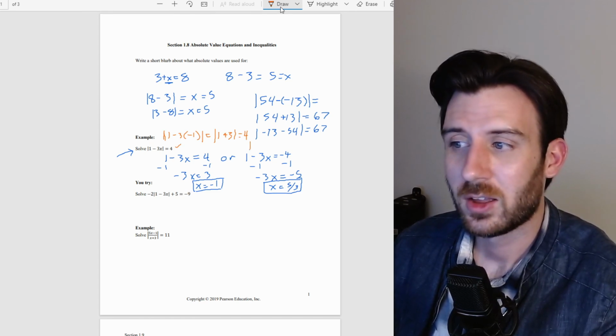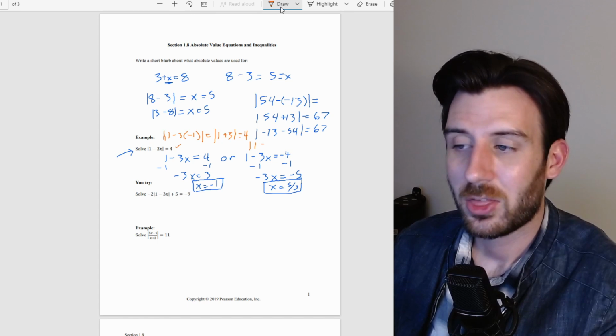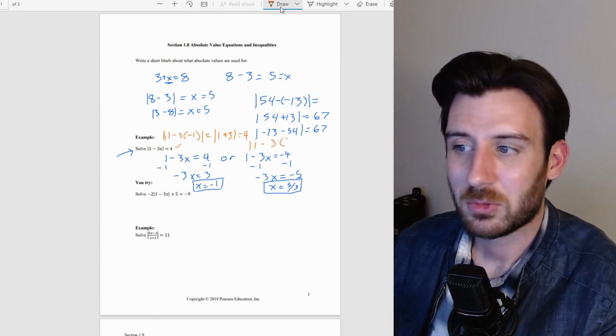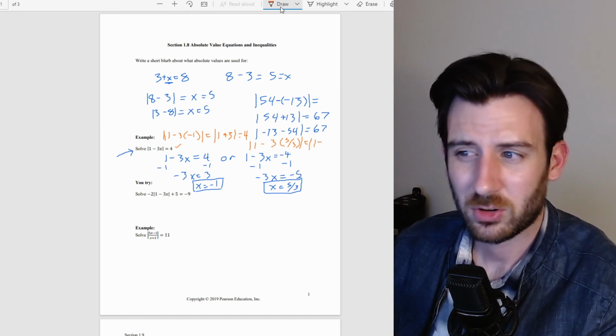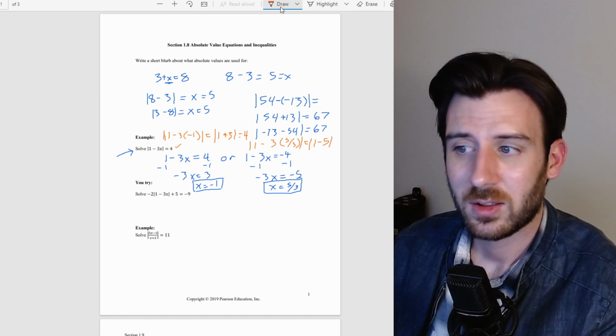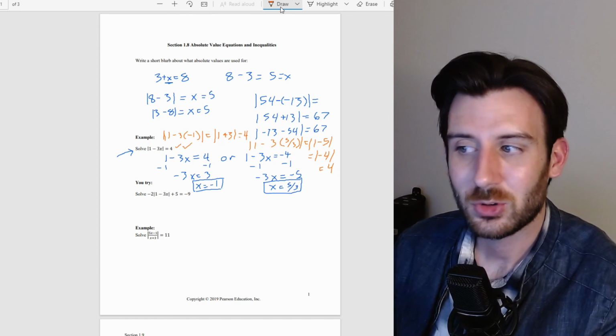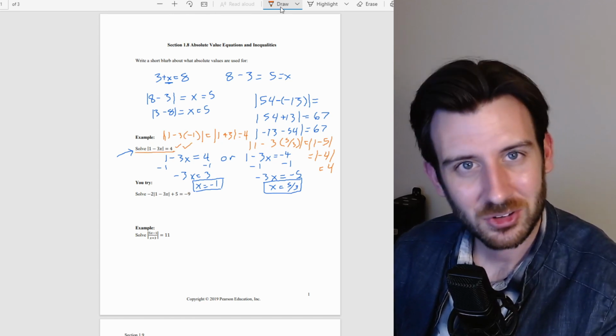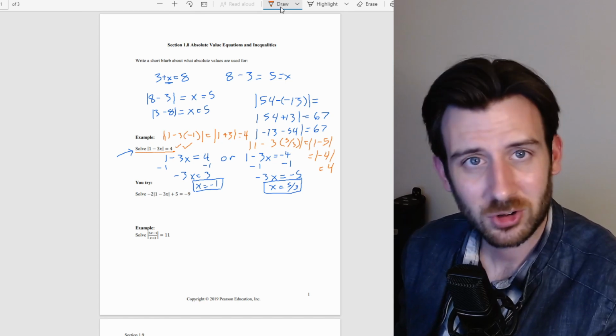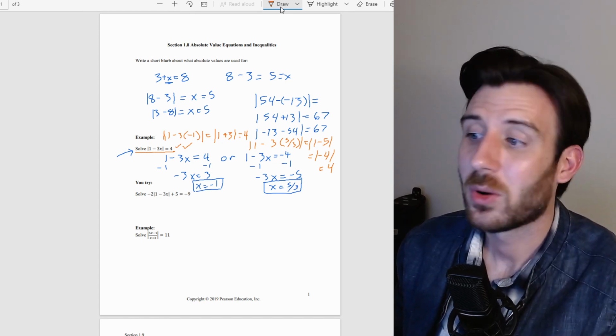So now I've got 1 minus 3 times 5/3. If I wanted to simplify that, that would be the absolute value of 1 minus, and then 3 times 5/3 would be 5. And sure enough, that gets me the absolute value of negative 4, which is 4. So I have two different solutions that both work for this initial expression. This absolute value allows us to split off into two different ideas, both of which are as valid as the other.